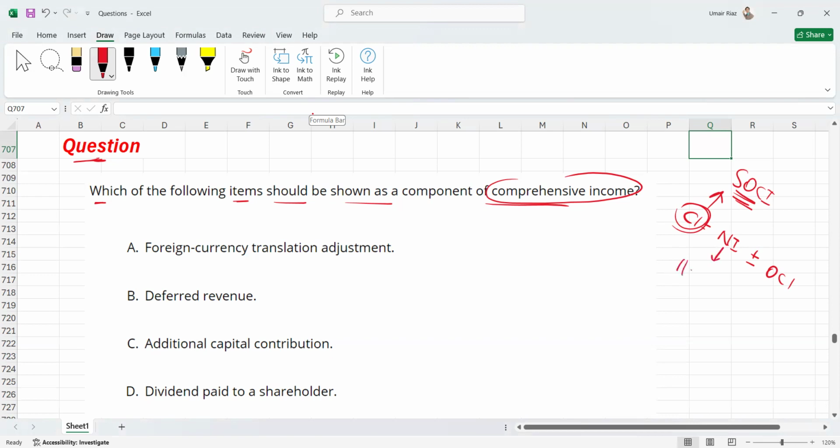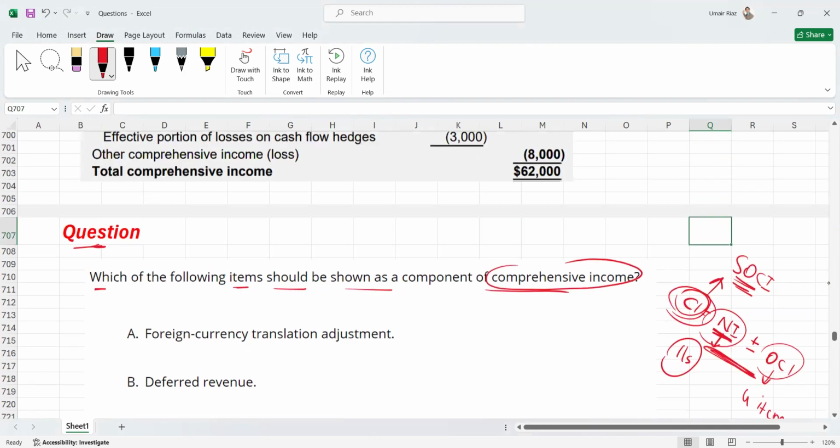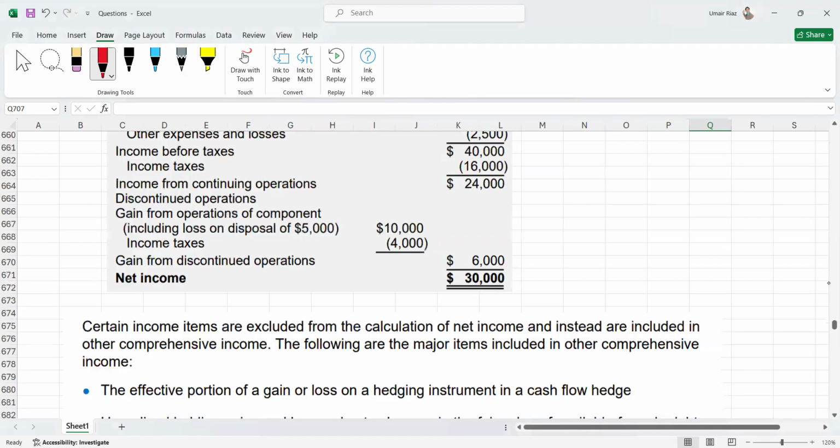Net income you will always get from the income statement, and in other comprehensive income there are usually four items which we report under the other comprehensive income. So let me quickly refresh the format of net income first and then other comprehensive income, and if you add these two, this will become your comprehensive income. So here we have a short format quickly.